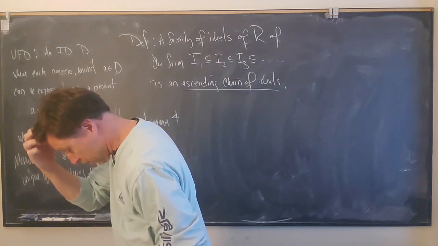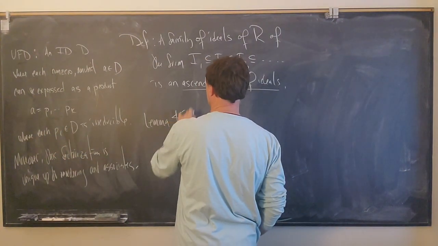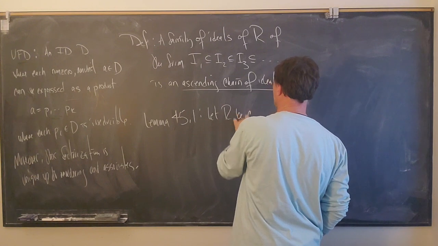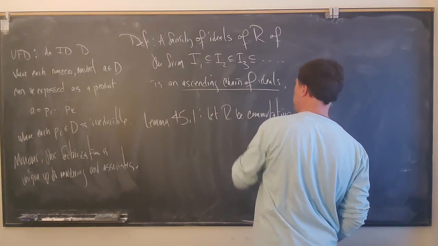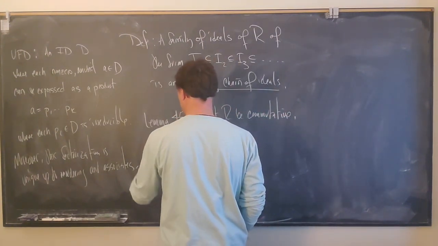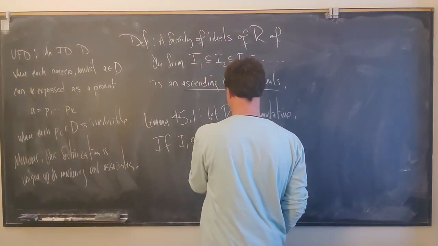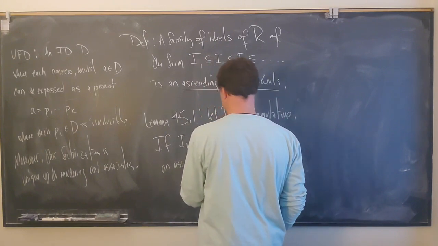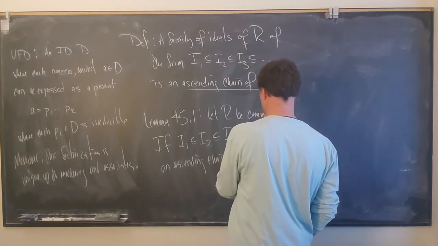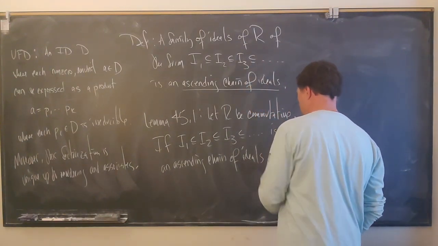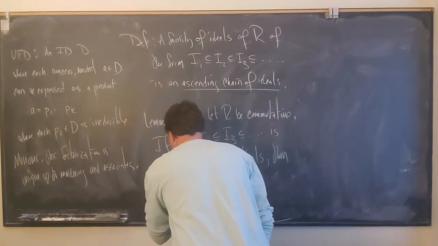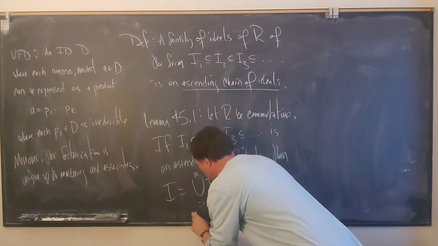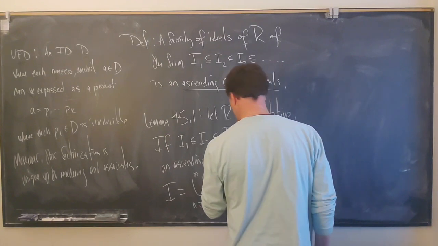So our first result from this chapter, I'm going to call this Lemma 45.1. Let R be commutative. If we have an ascending chain, so if I_1 contained in I_2 contained in I_3 contained in and so on is an ascending chain of ideals, then it turns out that the union is an ideal. So I, capital I, which equals the union over n equals 1 to infinity of I_n, is an ideal.